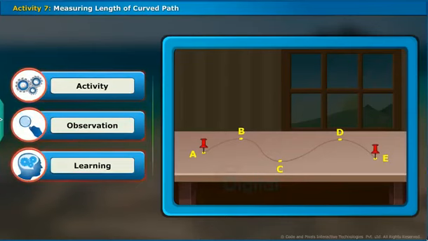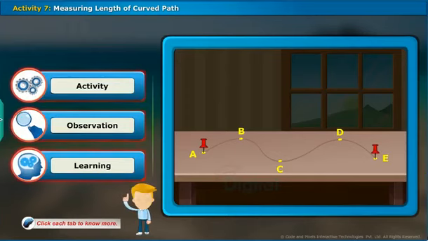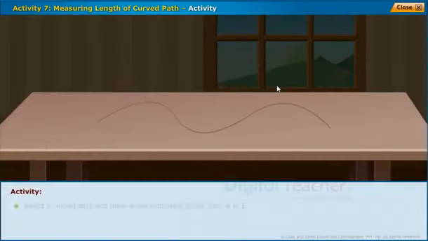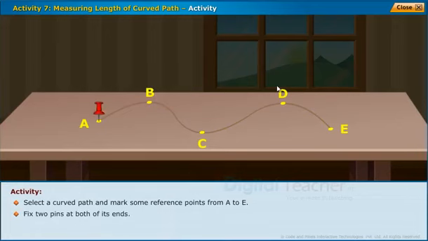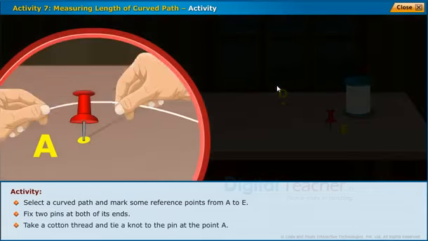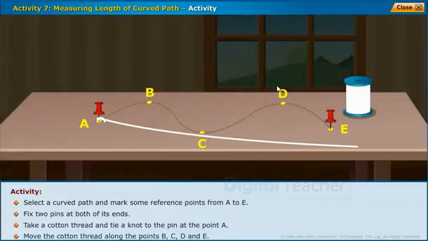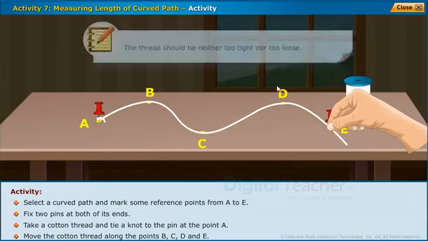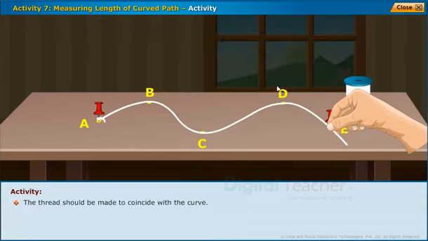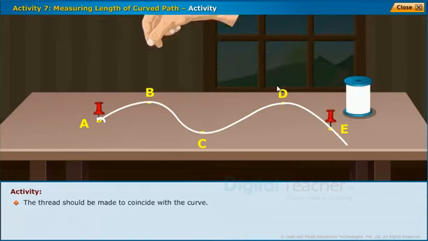Now, let us perform an activity to measure the length of the curved path. Click each tab to know more. Select a curved path and mark some reference points from A to E. Fix 2 pins at both of its ends. Take a cotton thread and tie a knot to the pin at the point A. Move the cotton thread along the points B, C, D and E. Note: the thread should be neither too tight nor too loose. The thread should be made to coincide with the curve.